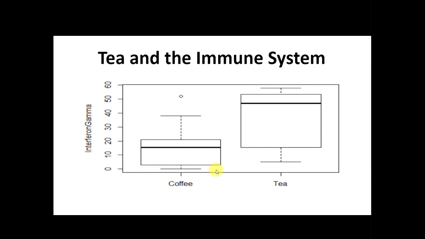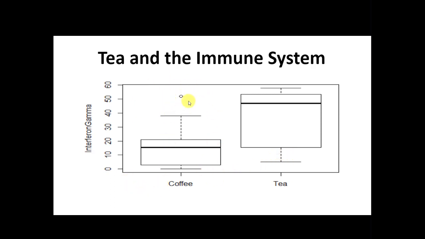It seems like there are a lot of values right in through here. So there is more variability, more differences in the reaction of people's blood samples when they're drinking tea to an antigen and their production of interferon gamma than there is with coffee.